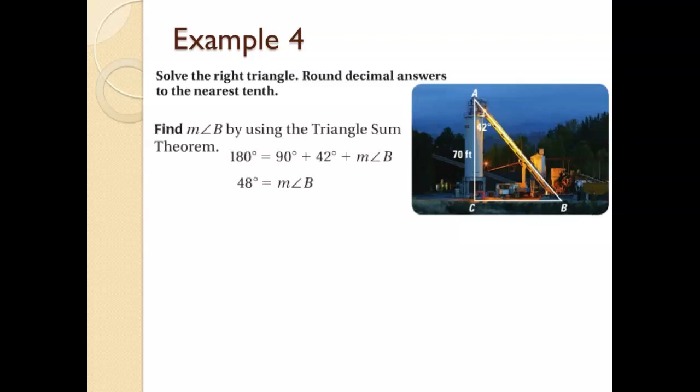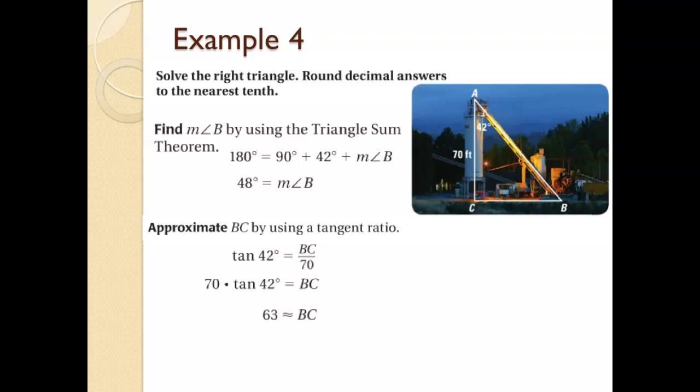Now let's solve for BC. Since BC is opposite the 42-degree angle and we're given the adjacent side, that means we should use the tangent ratio to solve for BC. So tangent of 42 degrees is equal to BC over 70, and we can multiply both sides by 70, and that leaves us with BC being about 63.